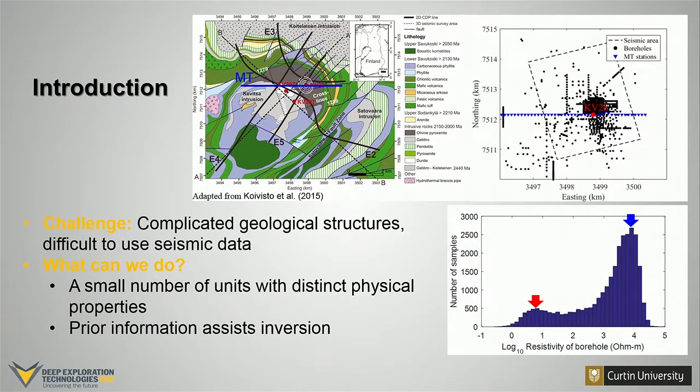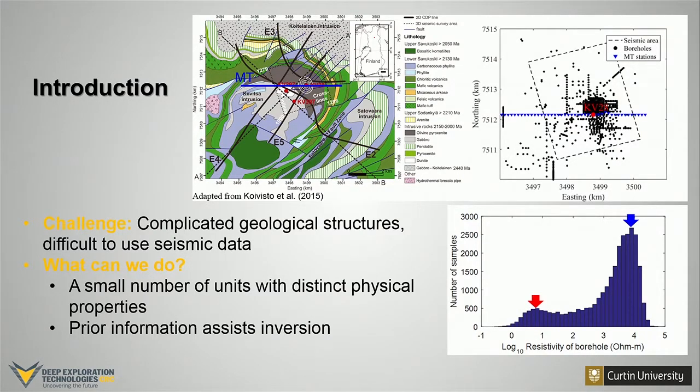I use the same dataset, the Kivitsa dataset, to demonstrate our ideas. The challenge here is the complicated geological structures, and as you can see, the seismic data is not really good, as in a hard-rock environment. So what can we do in this situation? Fortunately, we have a lot of boreholes here with various types of data, and the distribution of resistivity in this area is quite nice and simple.